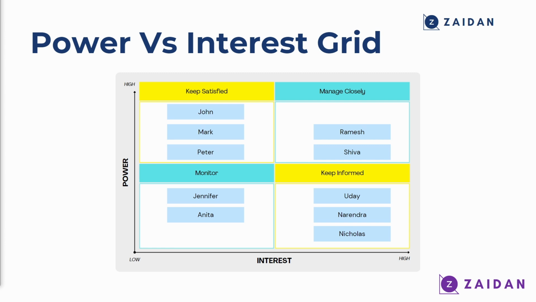John, Mark and Peter, they are high power and low interest and they need to be kept satisfied. Jennifer and Anita are low power and low interest stakeholders and we need to monitor them. And finally, Uday, Narendra and Nicholas, they are high interest and low power stakeholders. You need to keep them informed.